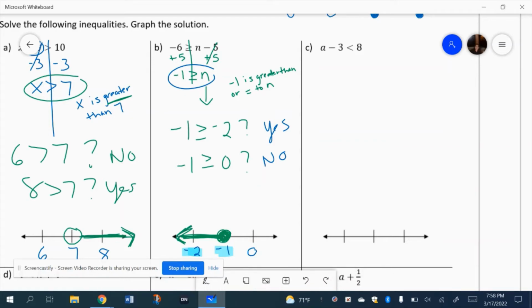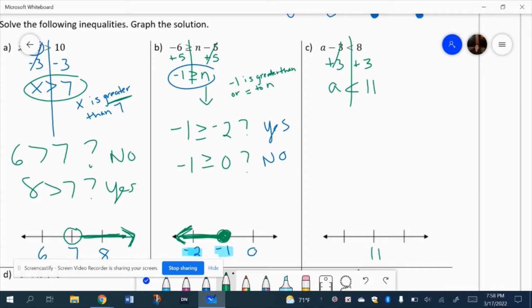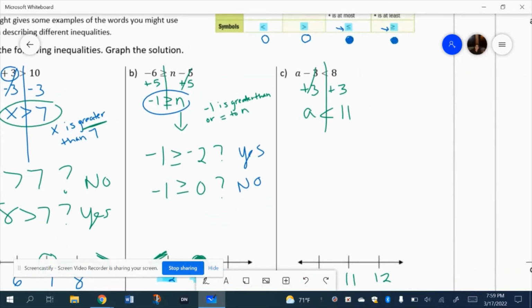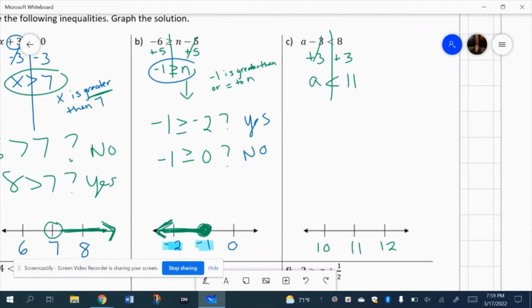Let's take a look at letter C. A minus 3 is less than 8. So we're going to add 3. 3's cancel. I get A is less than 11. 11 goes in the center. 10 is 1 less than 11. 12 is 1 more than 11. We're using the less than symbol, which is an open circle.